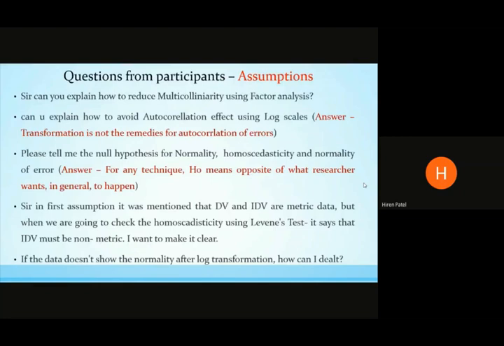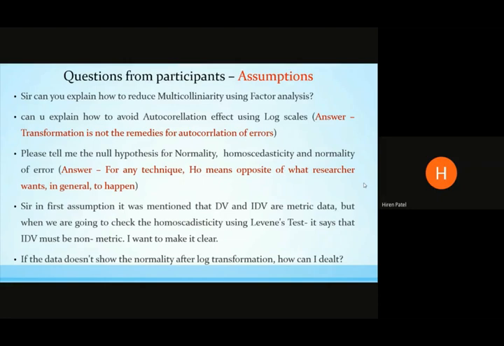Moving ahead, the third step was several assumptions. We made several assumptions, so I'll put down all the questions pertaining to those assumptions. One of the questions was, sir, can you explain how to reduce the multi-collinearity using the factor analysis? However, this question is a little bit out of the entire subject matter, because we are presently not discussing factor analysis. If I answer this question, then I have to detail down the entire factor analysis, which at present time does not permit me.